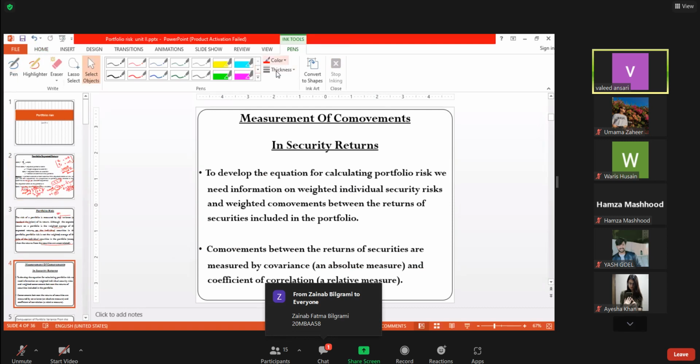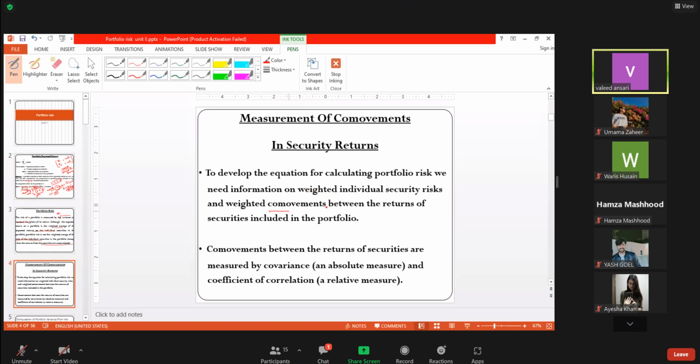And that is why I carried out the entire exercise. To develop the equation for calculating portfolio risk, we need information on weighted individual risk and weighted co-movement, not only the risk measured by SD or variance, but also how these securities move together. That is included by the covariance, or the correlation, which is a relative measure. I told you that it is a scaling of the co-movement on a continuum ranging from +1 to -1. So both terminologies are the same.